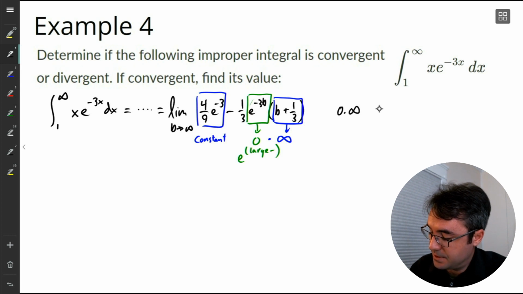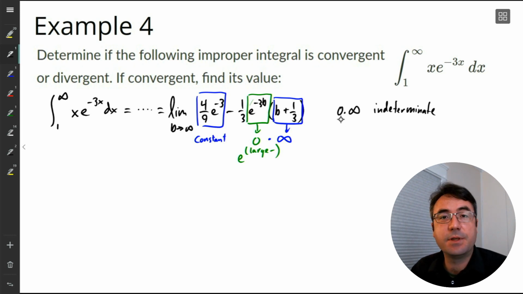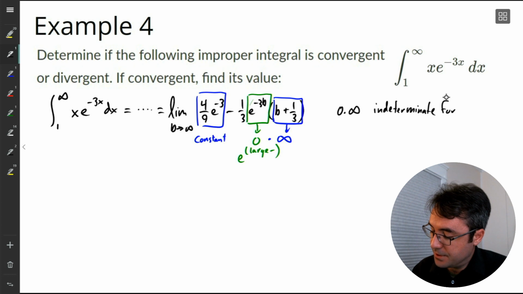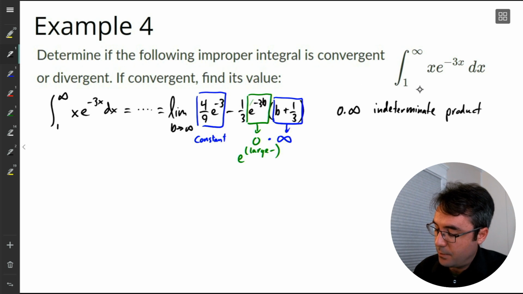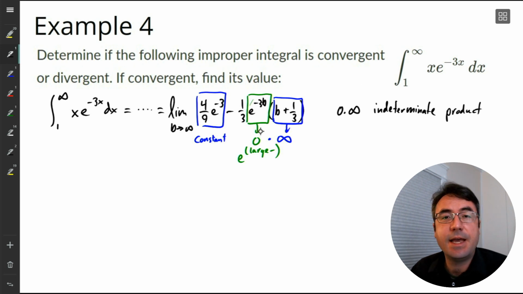So 0 times infinity is one of our indeterminate forms. We actually don't know what it's going to do. Either this thing that's getting really small might win, or this other term that's getting really large might win. So this is what we normally call an indeterminate form, but we normally call it an indeterminate product. And the way we work with those is we try to rewrite it as a fraction.